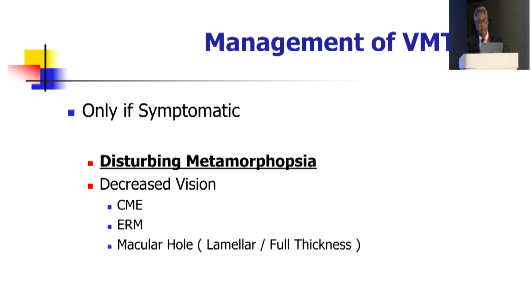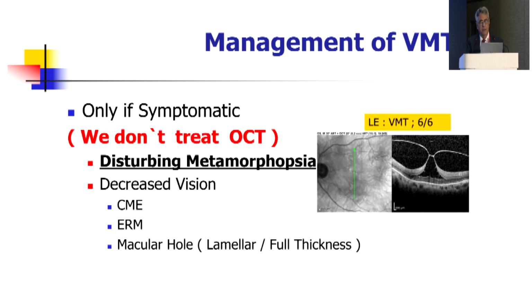So management of VMT is only if the patient begs for surgery, otherwise it should not be done. If the VMT is disturbing his day-to-day life because metamorphopsia is troubling his day-to-day working, or there is decreased vision or associated ERM, then only I will go for surgery. And believe me, whatever anybody may say, we are treating a human eye and not a picture of OCT.